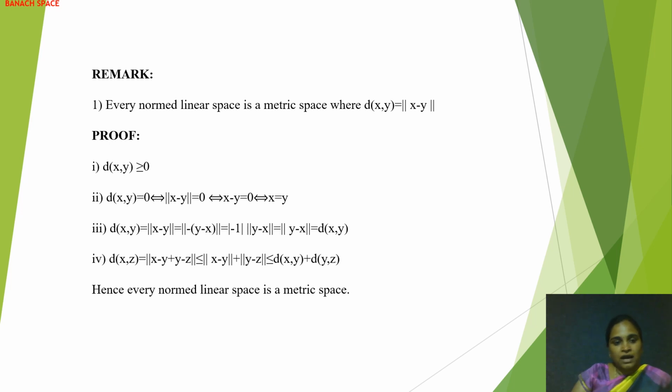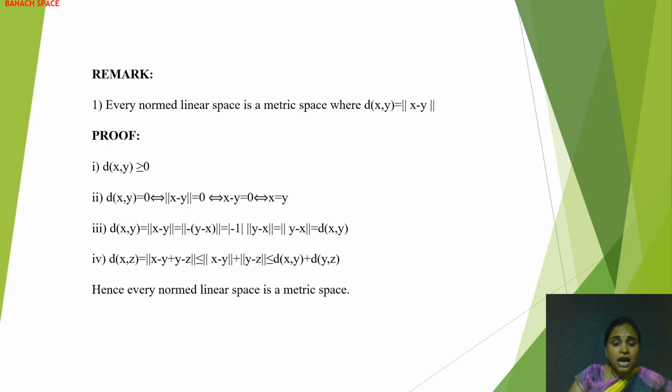And the third condition, d of x comma y is equal to norm x minus y, which can be written as norm of minus of y minus x. The minus 1 can be taken out, so it is actually alpha. So mod minus 1 times norm y minus x, and the modulus of minus 1 is always plus 1. So it is equal to norm y minus x, which is equal to d of y comma x.